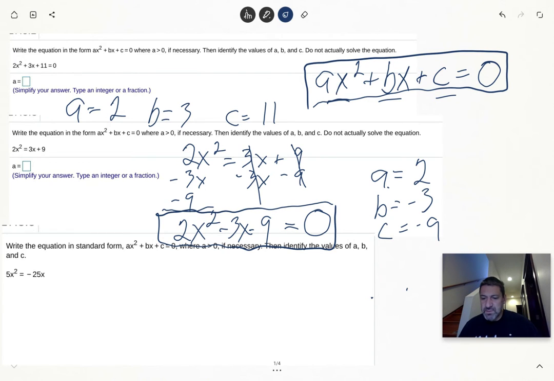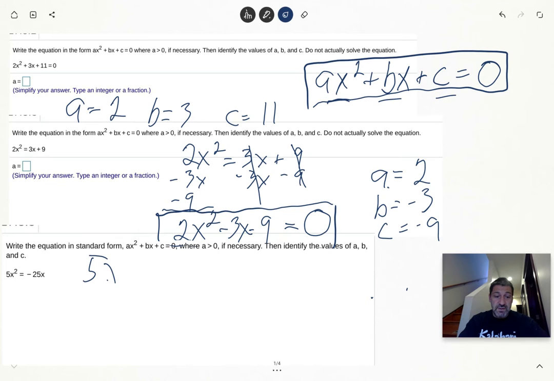A common mistake would be to forget your signs. That's just something to keep in mind. I included negative signs because it wasn't just a 3x; it was a negative 3x. Okay, last one real quick. This one's a little bit different.